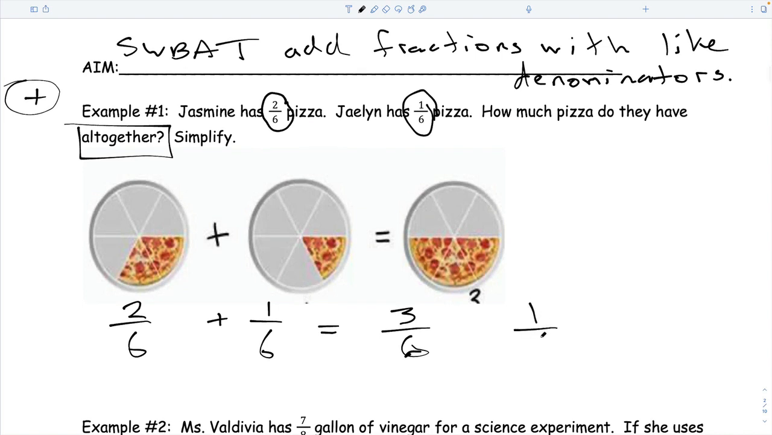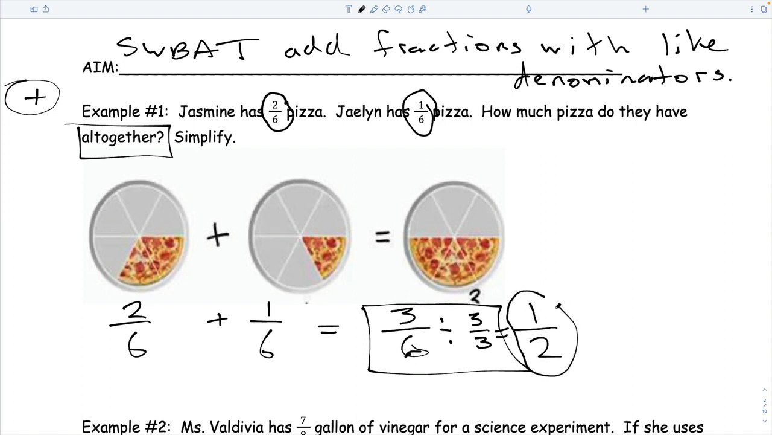Good. The answer is 1/2, but just like you guys did with your birthday cake, you're thinking of that number that divides evenly. 3/6 divided by 3/3 equals 1/2. I need to see this work on your page when you're simplifying today. But it's not just 1/2.